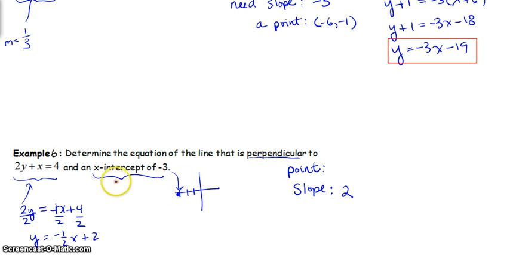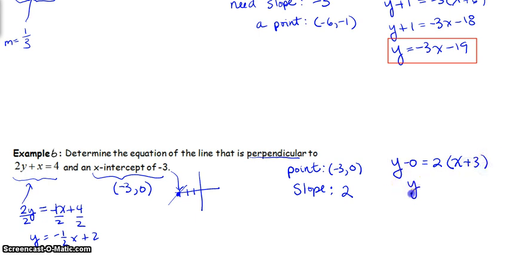Remember, the x-intercept is just the value of x when y is 0. It's intercepting the x-axis at that point. So the point has an x-y coordinate. And then again, I would use my y minus y equals m times x minus negative 3, which becomes plus 3. Y minus 0 is just y. Multiply the 2 in. And there you go.